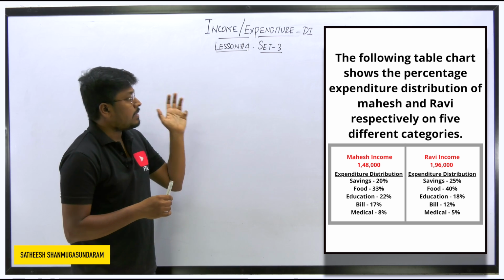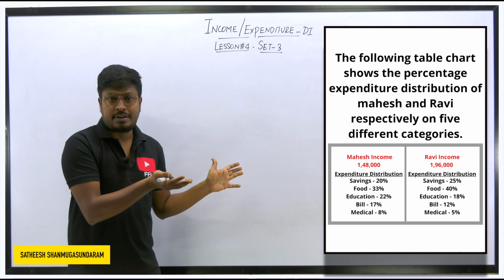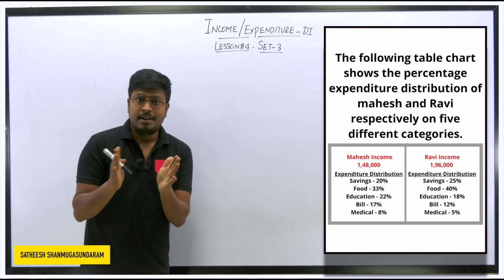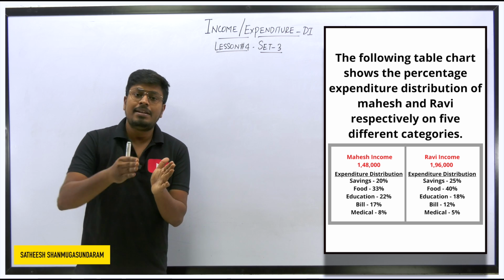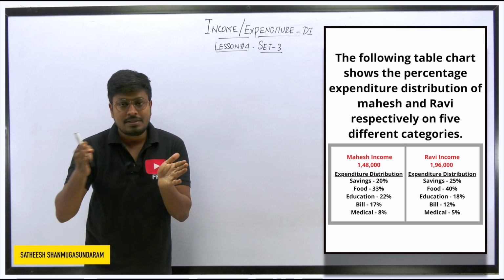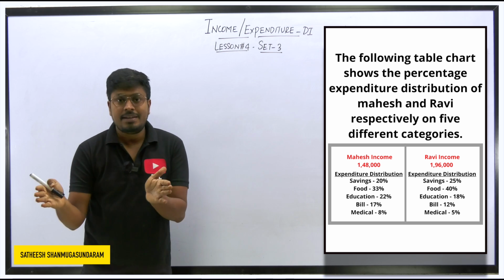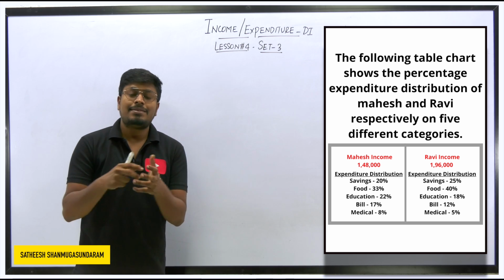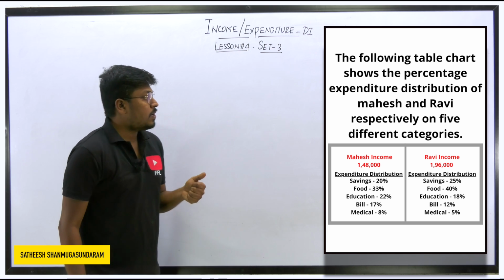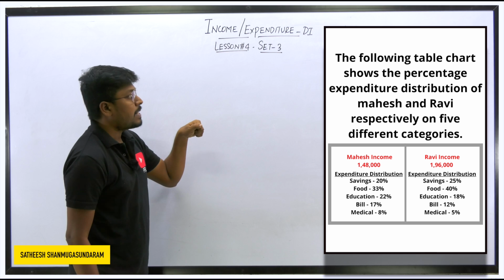So here it's set number 3 DA. It's completely different when compared to the previous 2 sets, because totally we are going to solve 5 sets, and all the 5 sets will be completely different models. So if you watch all the lessons, up to the 5th DA, you will be able to understand all the concepts on the topic income expenditure. So now let me move on to set number 3 data interpretation.